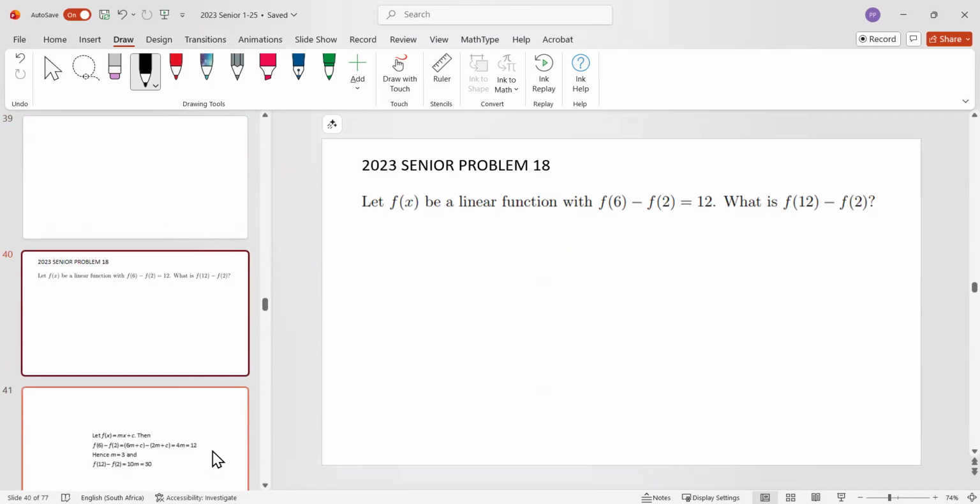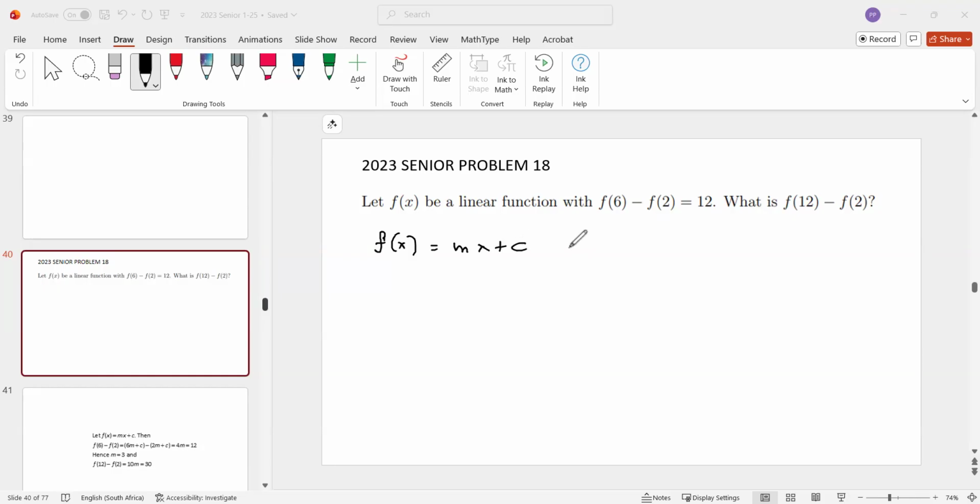We go on to problem number 18. They say here, let f of x be a linear function. Now, a linear function is any function of the form f of x, y equals mx plus c. That's called a linear function. It's called a linear function because when you draw its graph, it's a straight line. And linear is the adjective from the word line. So whenever you draw a graph of something like this, it's a straight line. And of course, if you had a quadratic, ax squared plus bx plus c, then the graph of that is the parabola, and so on.